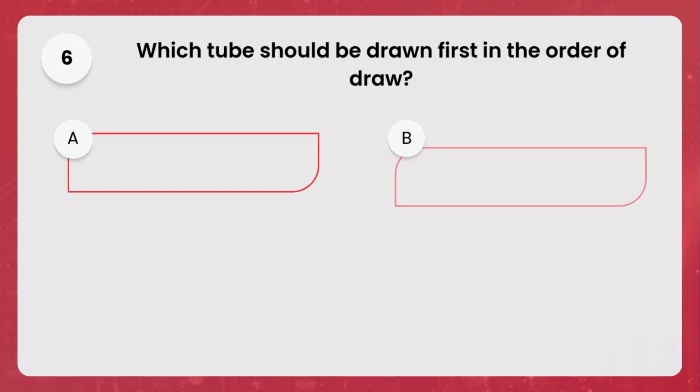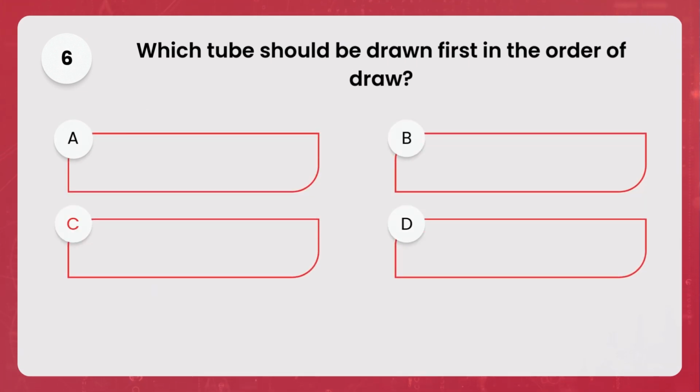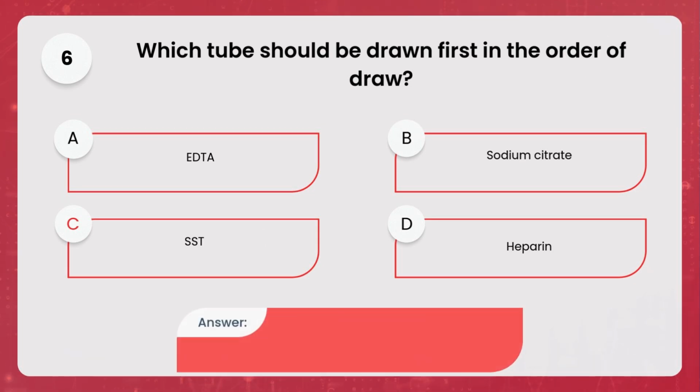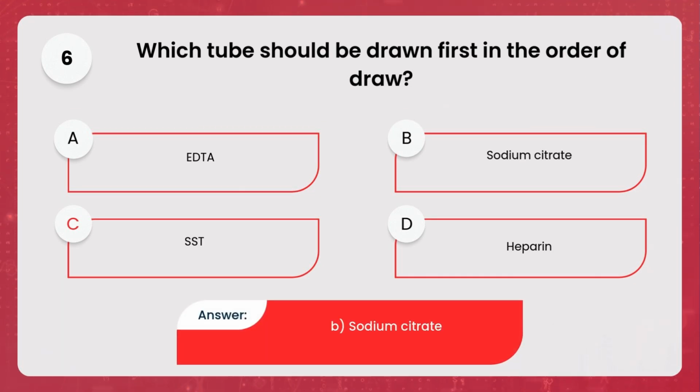Number 6. Which tube should be drawn first in the order of draw? A. EDTA. B. Sodium citrate. C. SST. Or D. Heparin. The answer is B. Sodium citrate.